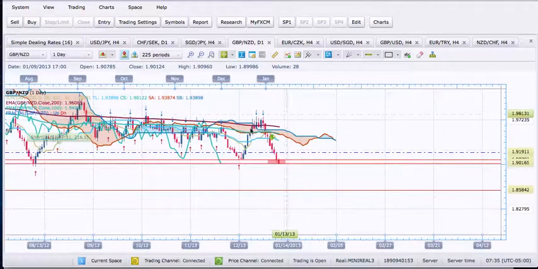Now, this line right here is called the chiku span. The chiku span is one of the most important indicators that comes along with the Ichimoku system. The Ichimoku is made up of 5 different lines. The first line is the tenkan. The tenkan is this one. It's a 9-period moving average. It's not exactly a simple moving average.